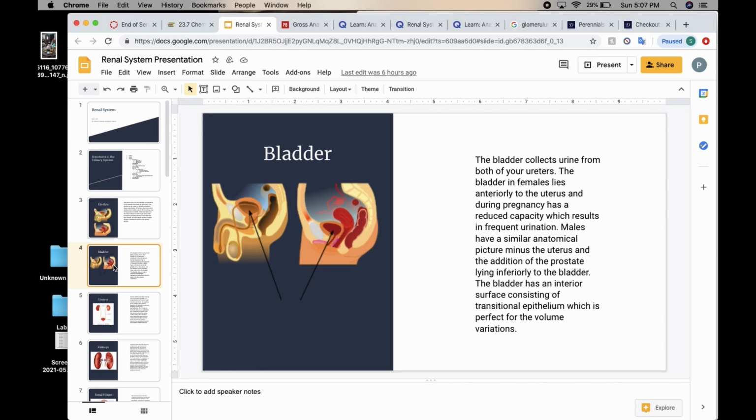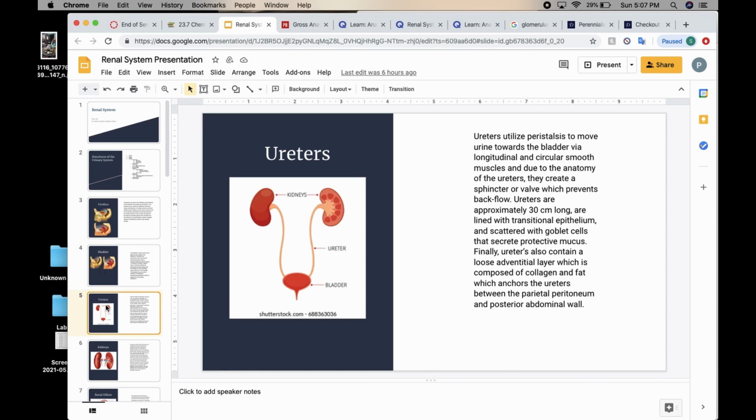Next is the ureters, which use peristalsis to move urine towards the bladder via longitudinal and circular smooth muscles, and with their anatomy, they create a sphincter which prevents backflow. They're lined with transitional epithelium, just like the bladder, and are scattered with goblet cells, which secrete protective mucus. They contain a loose adventitial layer composed of collagen and fat, which anchors the ureters between the parietal peritoneum and the posterior abdominal wall.